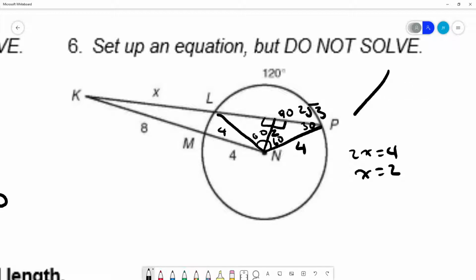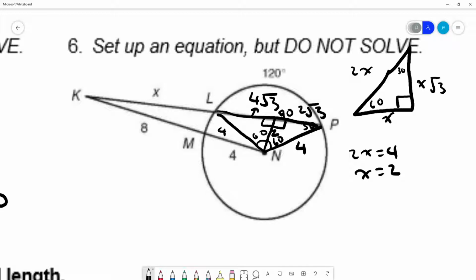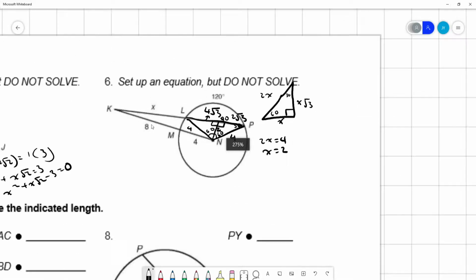That may seem a little confusing, so I'll draw it out in case you guys didn't understand that. This is the 90, this is the 30, this is the 60. The side opposite the 60 will be x root 3, opposite the 90 will be 2x, and opposite the 30 will simply be x. That's what we just applied here, and we know that double 2 root 3 will be 4 root 3, so its entire line's length will be 4 root 3, and there we can solve for our equation.